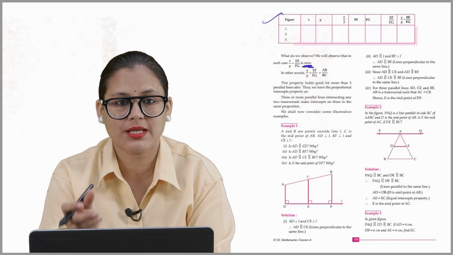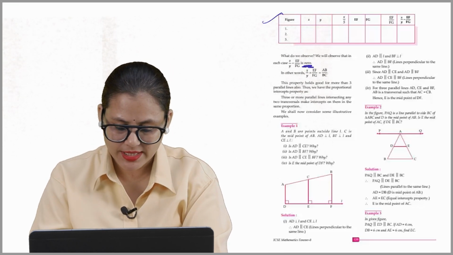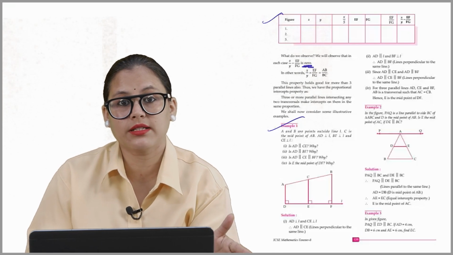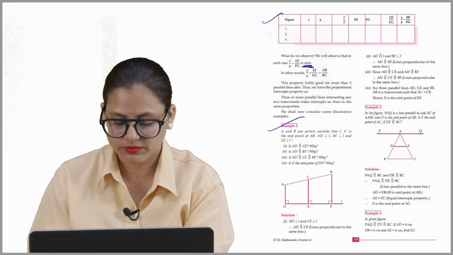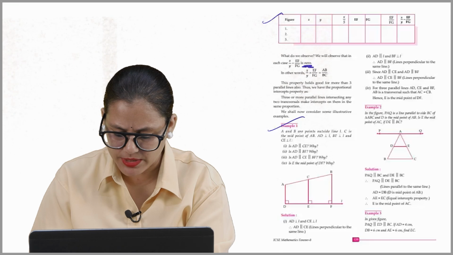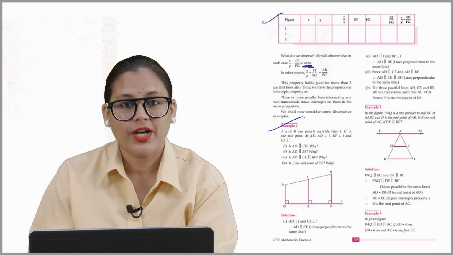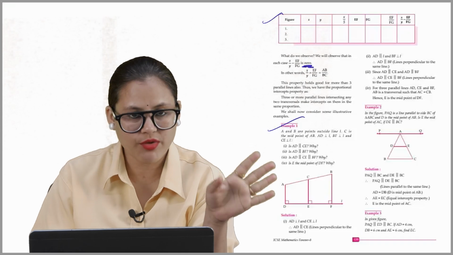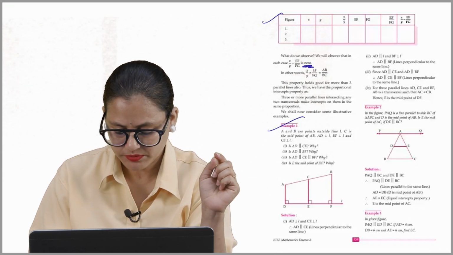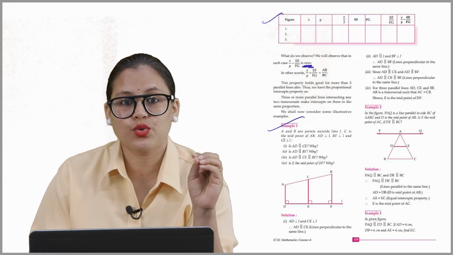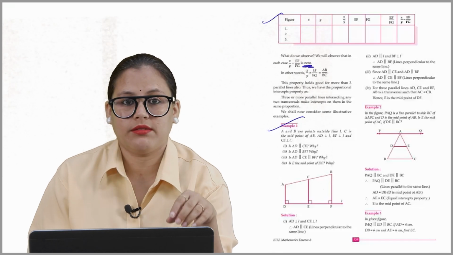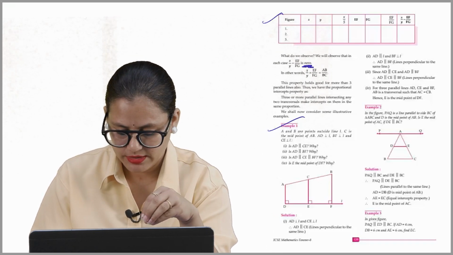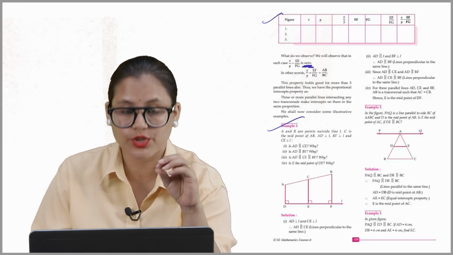Now, we shall consider some examples. Example 1: A and B are points outside line L. This is the line L, and A and B are the points outside this line. And C is the midpoint of AB. Now, AD is perpendicular to line L and BF is also perpendicular to line L, and CE is also perpendicular to L.